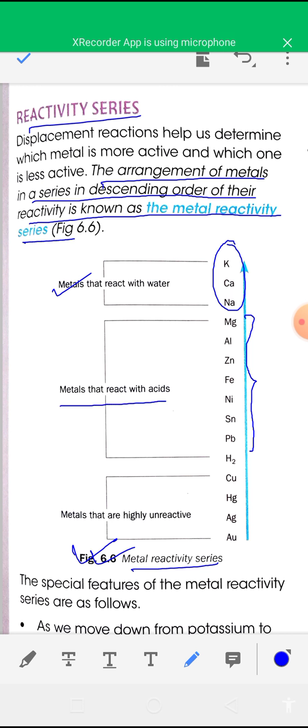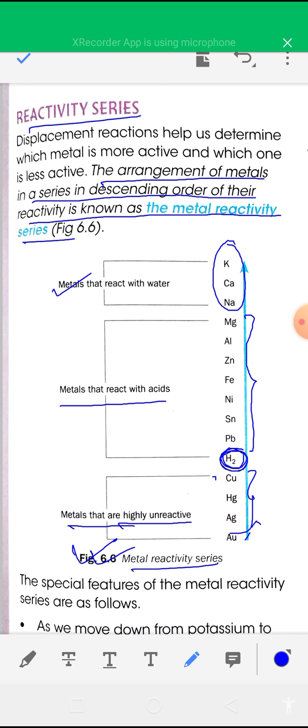Here it is given, some metals below hydrogen in the reactivity series of metal. Hydrogen is given although it is not a metal. The metals below hydrogen in the reactivity series are least reactive. They are highly unreactive metals. These are also called noble metals. Metals like copper, mercury, silver and gold, these metals are least reactive metals.